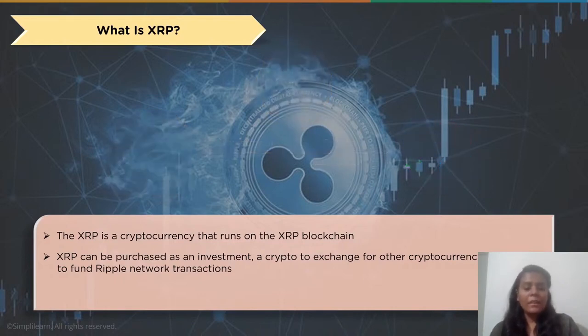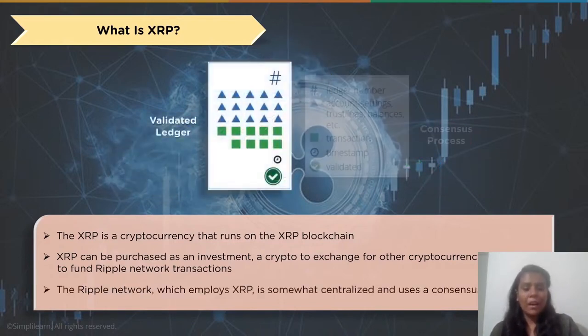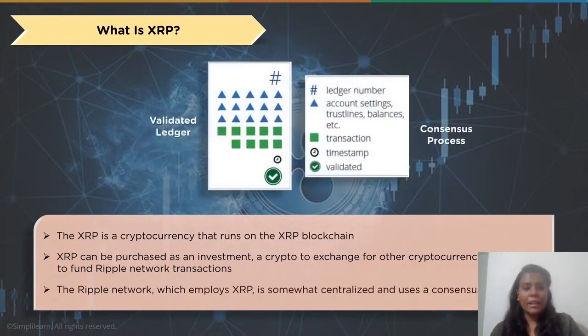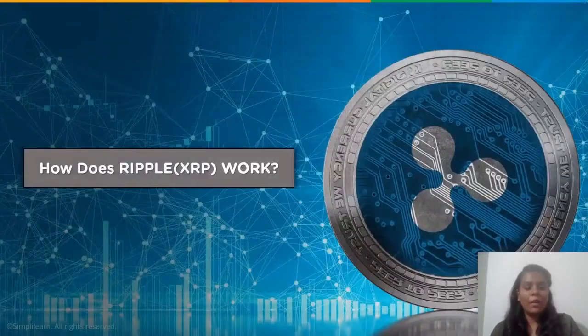Also, the Ripple network, which employs XRP, is somewhat centralized and uses a consensus protocol. This means while anyone can download its validation software, it has its own node list that consumers can use to validate transactions, based on which participants they believe are least likely to cheat them. So now that we know the basics of Ripple and XRP, let's have a look at the working of Ripple.